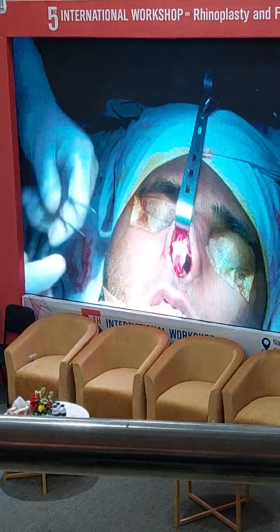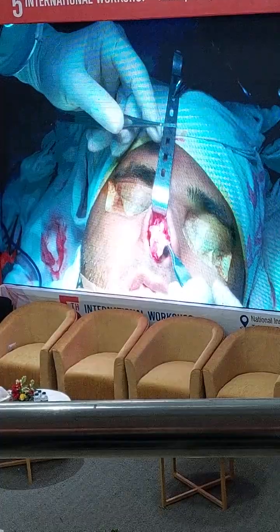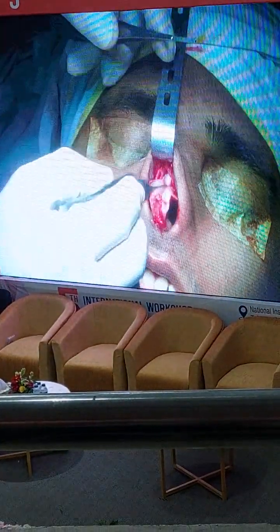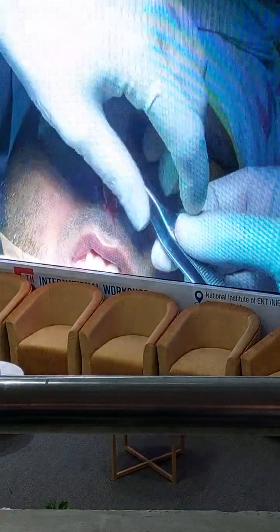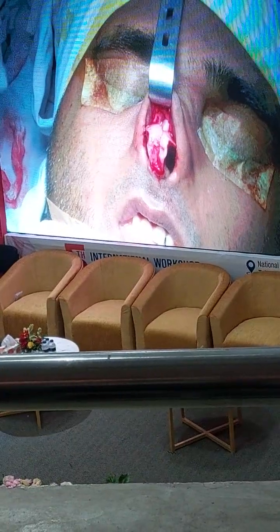Because we expose, this is the right side of the lateral thrust, this is the left side of the lateral thrust, this is the mid wall. Then how you expose the lateral thrust? So, for exposure of the lateral thrust, you need these two cartilage holding forces. So, how you hold these two cartilage holding forces?